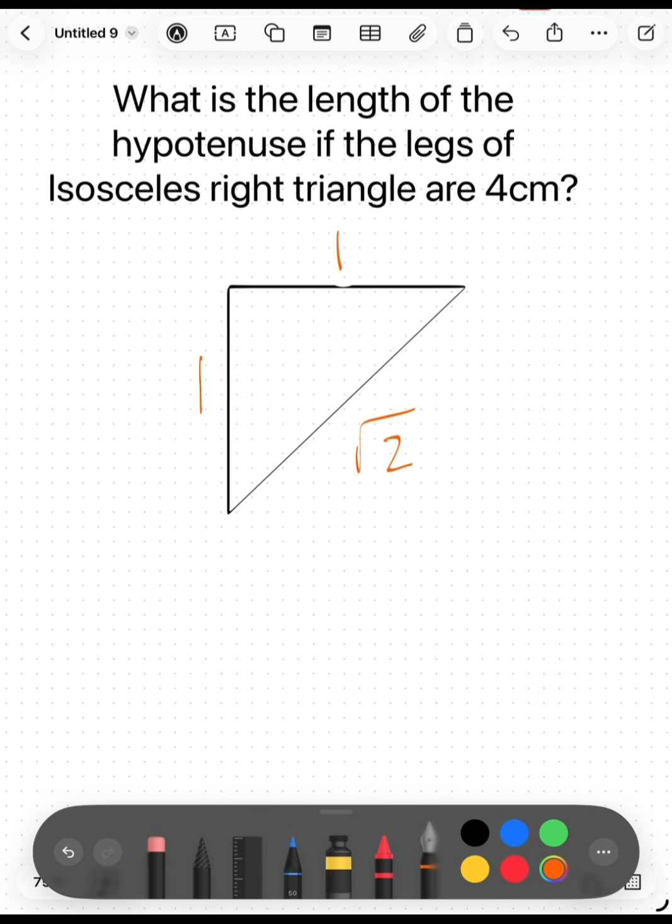Now, what's the importance of memorizing this 1, 1, square root of 2? Well, obviously, if your leg is 1, then the hypotenuse is square root of 2. Automatic, those are congruent because you're talking about an isosceles triangle. Then if this leg is 4, automatic your hypotenuse must be 4 times square root of 2, and that is 4 square root of 2. And that will be simpler than using the Pythagorean theorem.